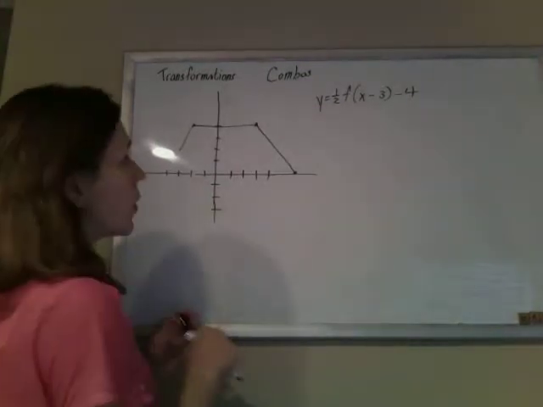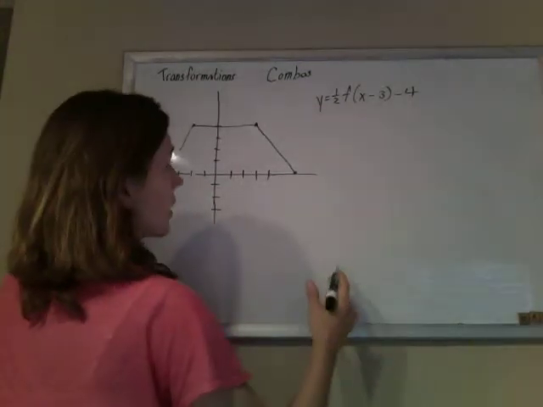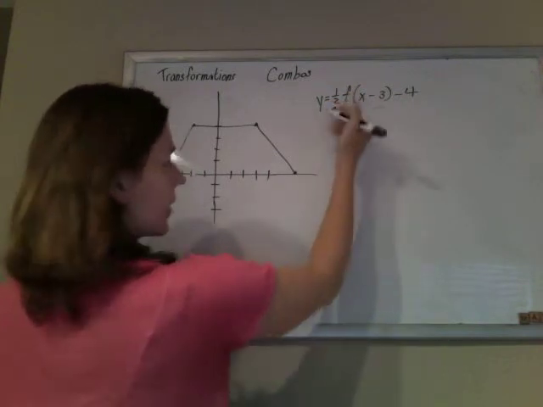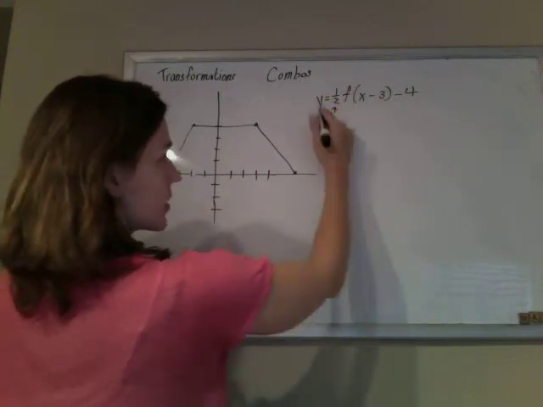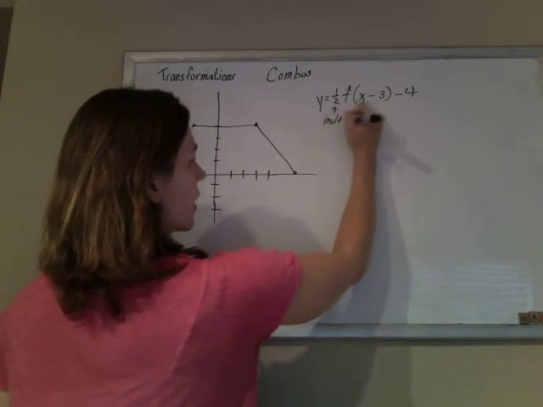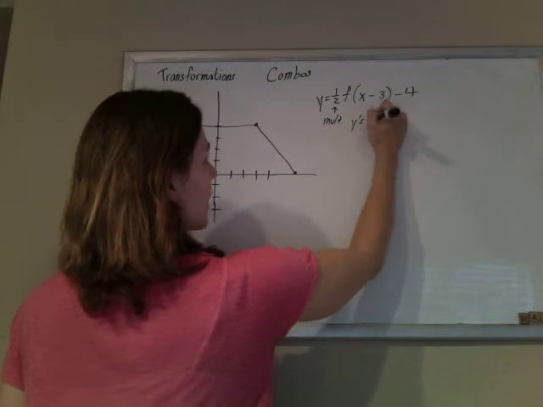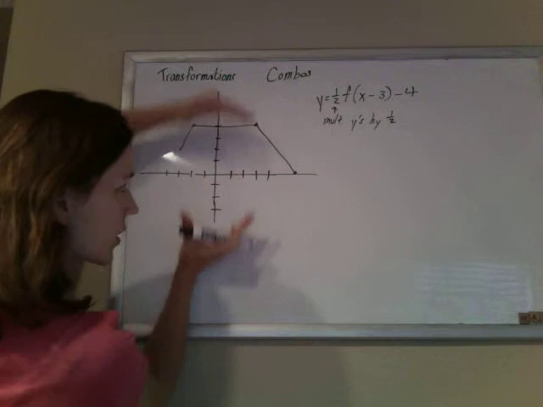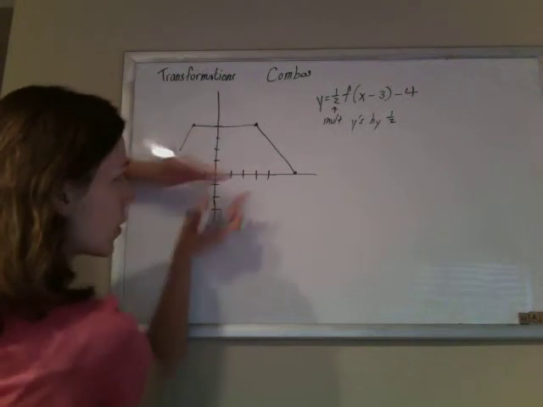Alright, so we got a big combination going on here. This piece here on the outside of the f, so it's going to affect the y values, and it's going to do exactly what you expect. It's going to multiply all the y's by a half. And what you expect that to do is kind of vertically shrink it. All the y's are getting smaller.